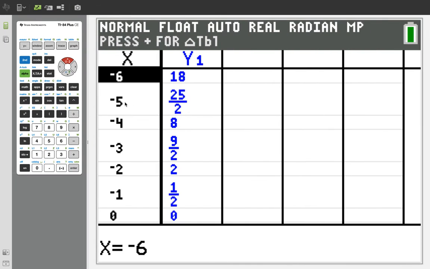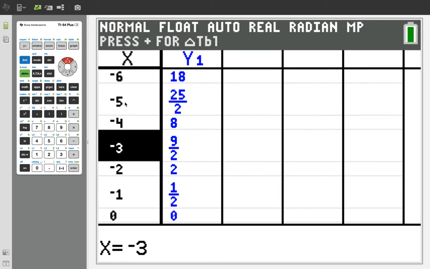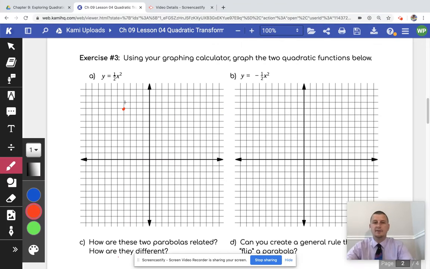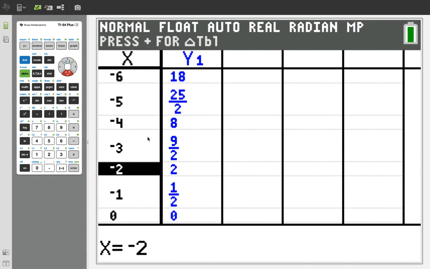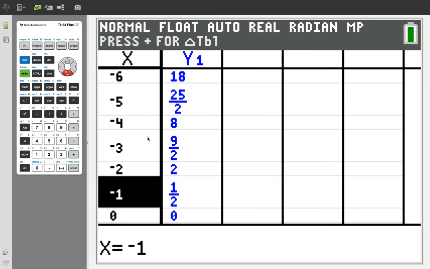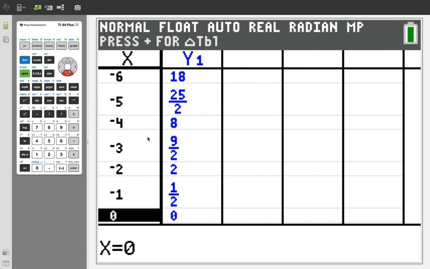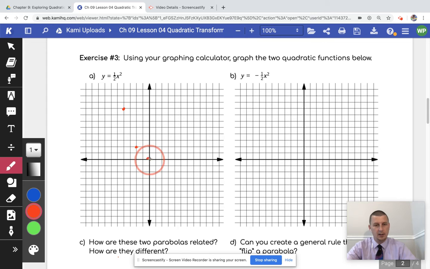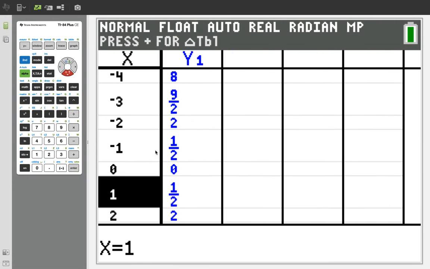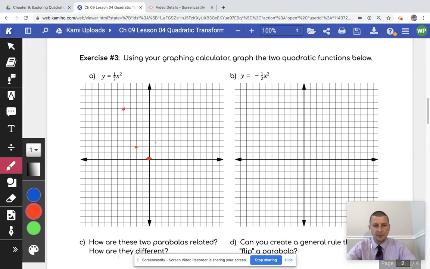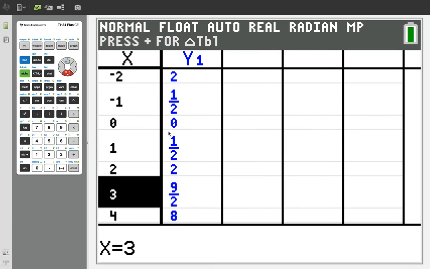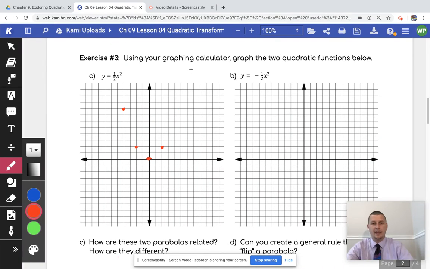We go back to our table of values. We've got negative 3, 9 over 2. That's a fraction, so we're going to skip over that one, and we're going to go straight to negative 2, 2. Go back to our table. We have negative 1, 1/2. We're going to skip over that because it's a fraction, and we have 0, 0. We're going to go back to our table, scroll on down. 1, 1/2. We want to skip over that one. 2, 2 is right there. And we're going to go back to our table, look for our next whole number value, 4, 8.